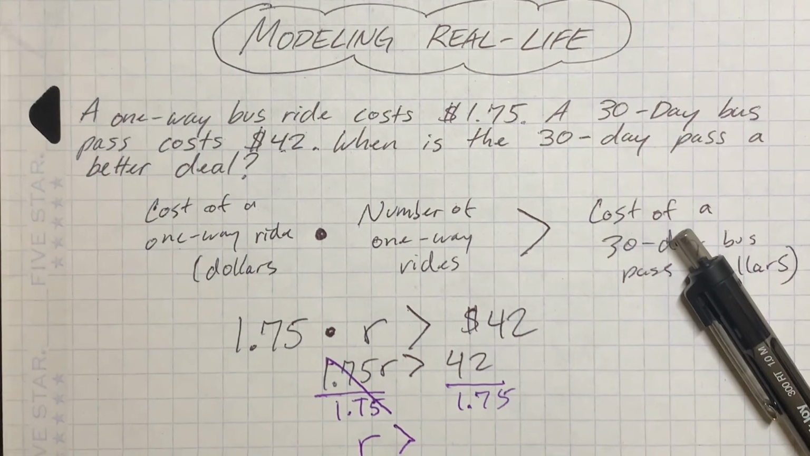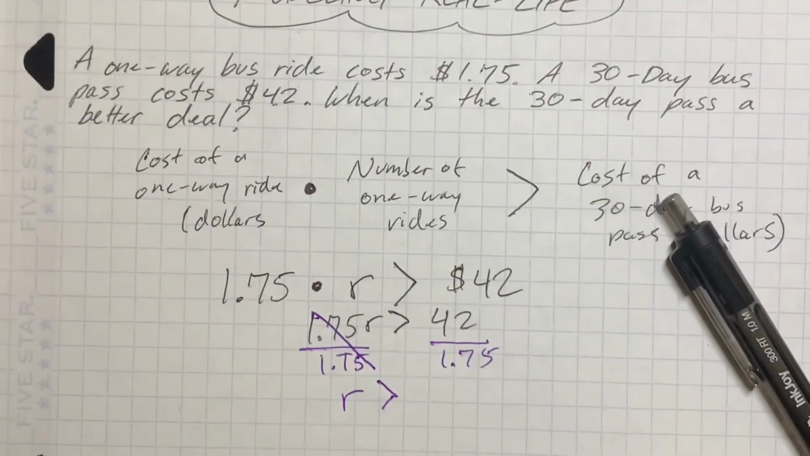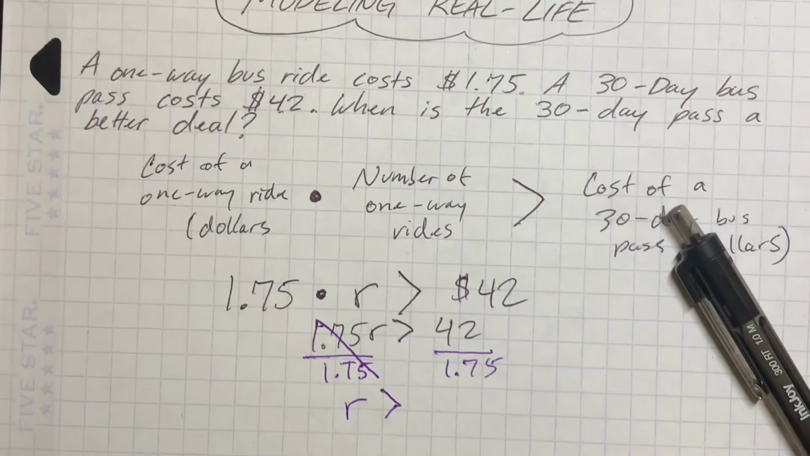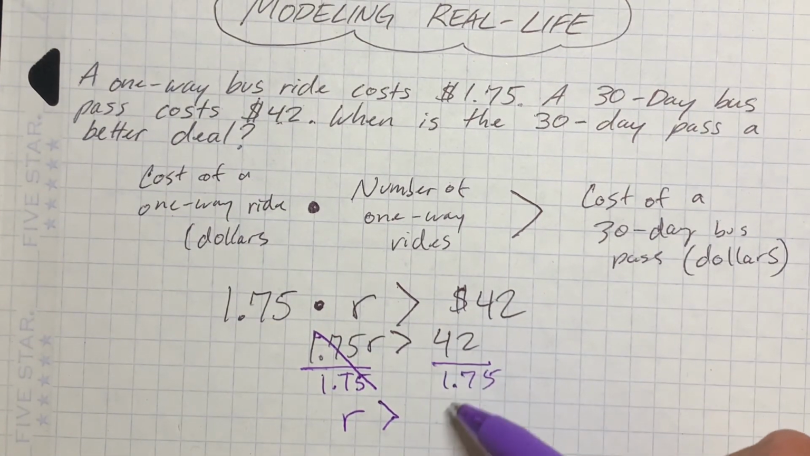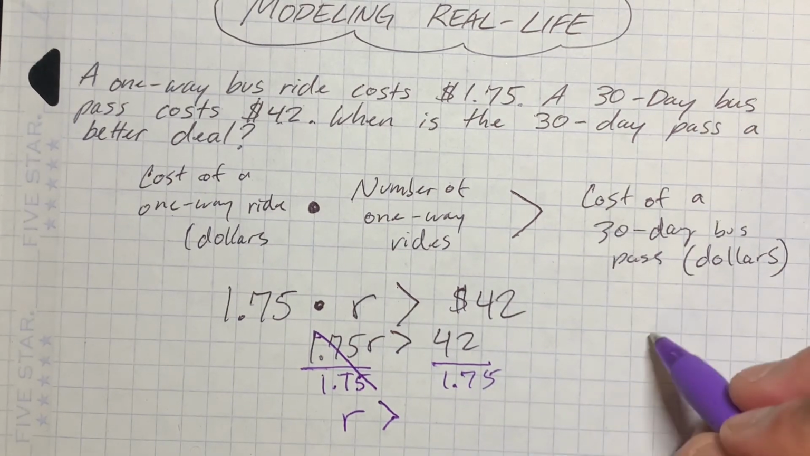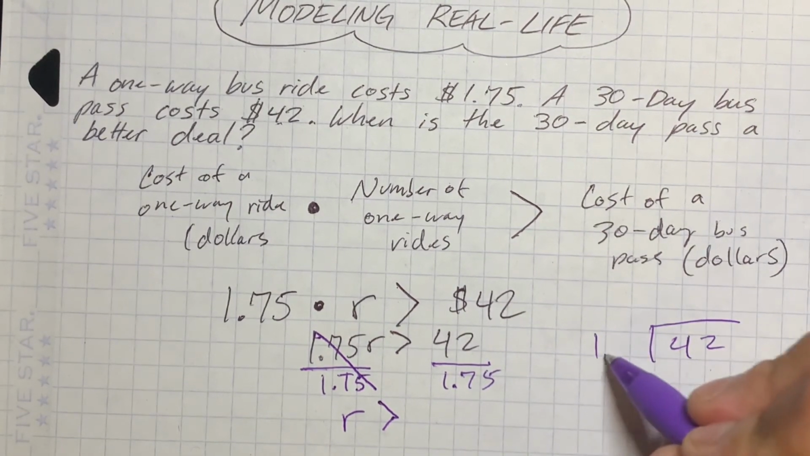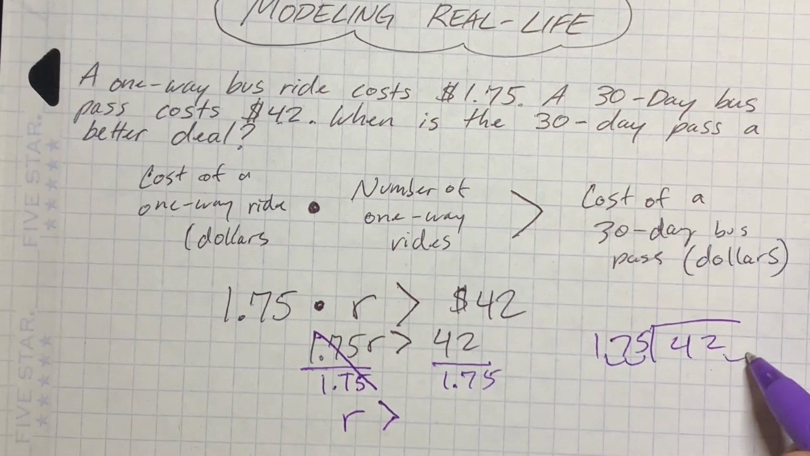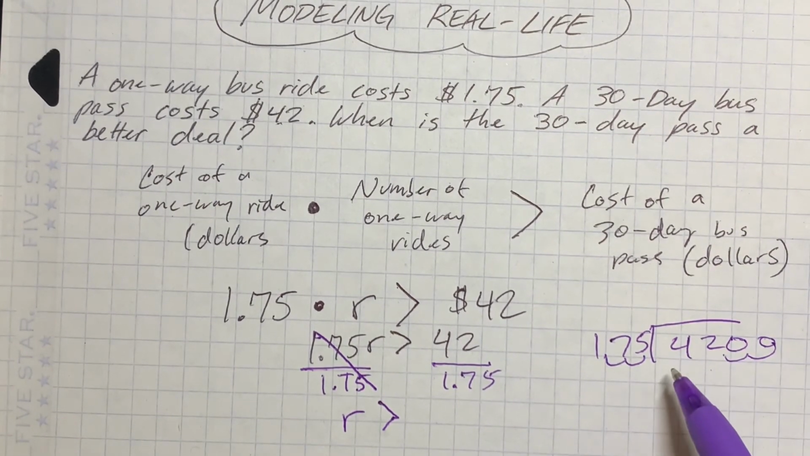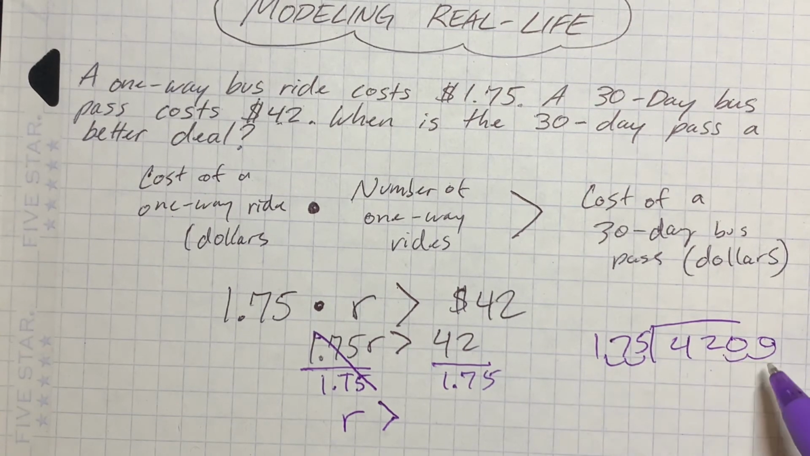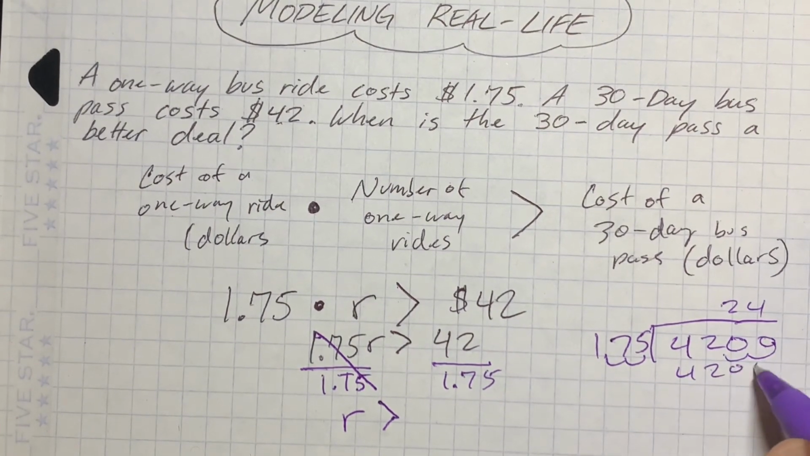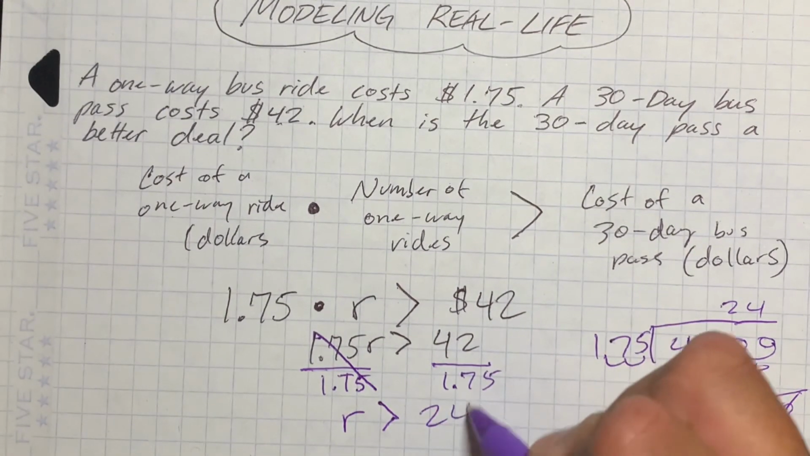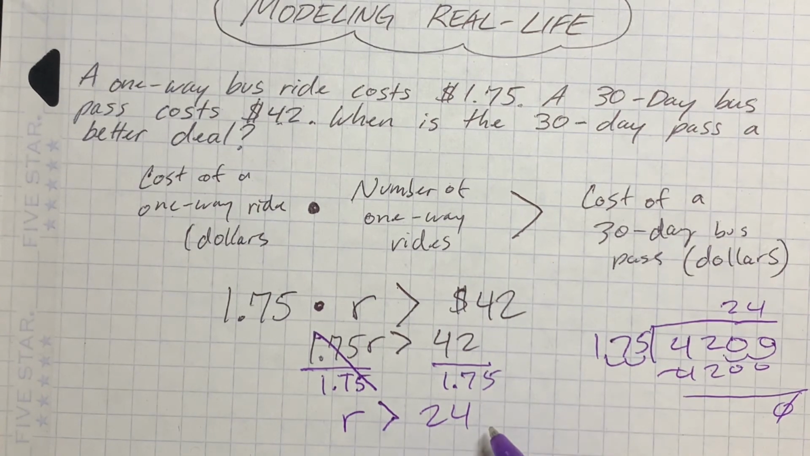Okay, let me move this down. All right. Now 42 divided by 1.75, if I were to work that out, move this decimal point over twice, move that over twice, annex zeros there. Now 175 can go into 4200 about 24 times. That's 4200, remainder 0. So this is going to be 24. So R is greater than 24. Okay, so we simplified. There's our inequality.